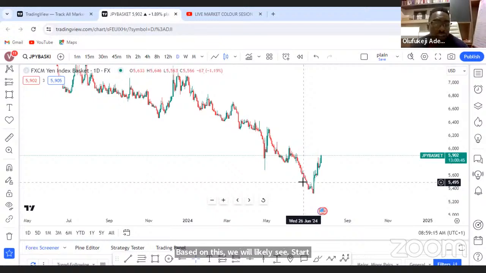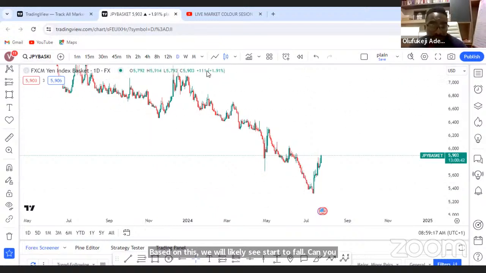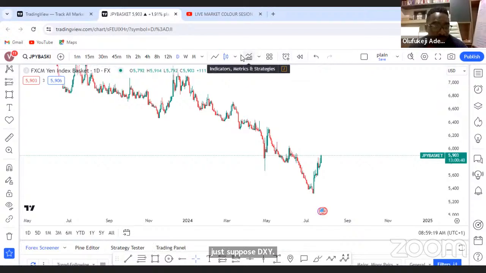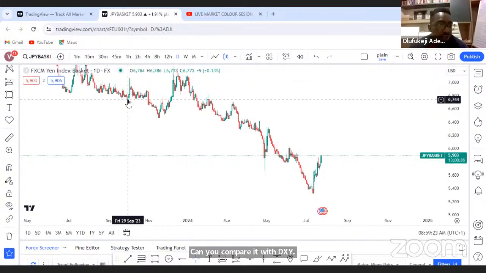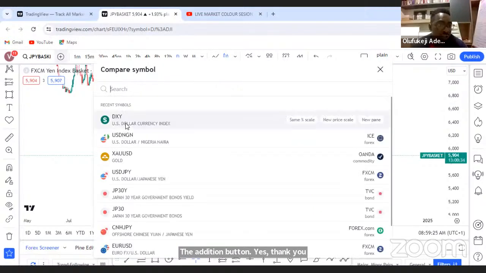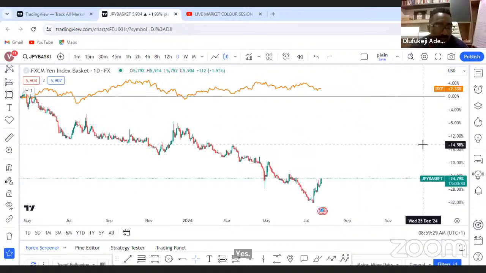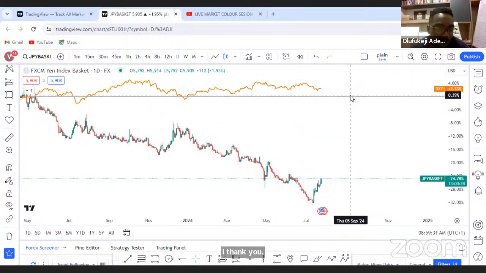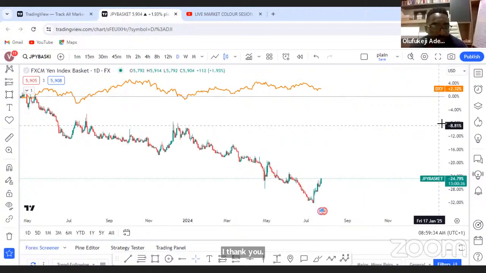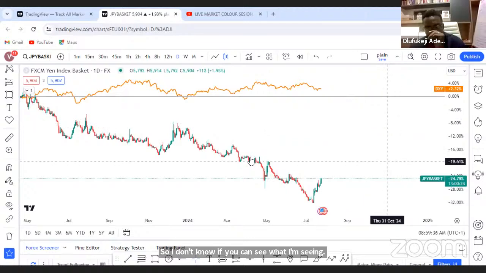Can you juxtapose DXY on this? Can you compare it with DXY? The addition button. Yes, thank you. Okay, so I don't know if you can see what I'm seeing. Can anyone see what I'm seeing?